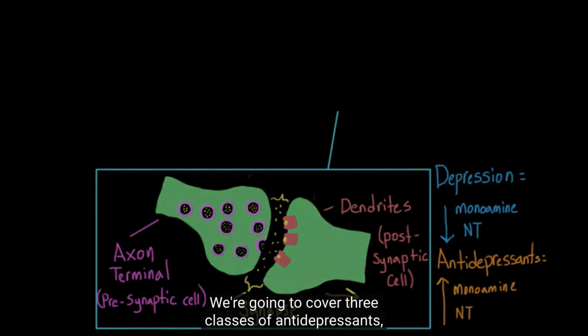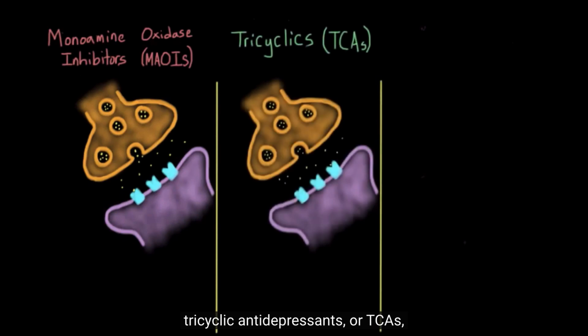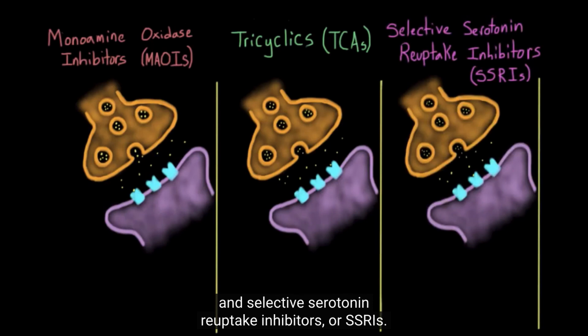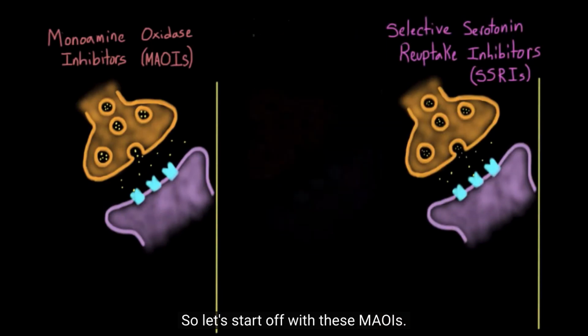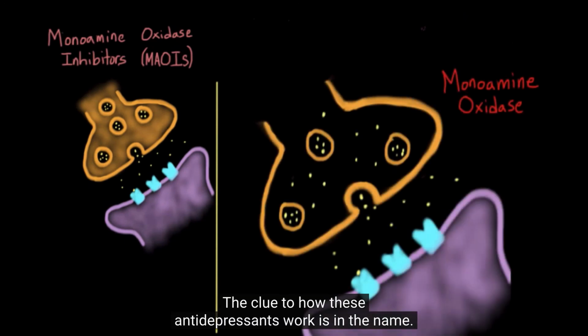So we're going to cover 3 classes of antidepressants: monoamine oxidase inhibitors, or MAOIs, tricyclic antidepressants, or TCAs, and selective serotonin reuptake inhibitors, or SSRIs. So let's start off with these MAOIs. And the clue to how these antidepressants work is in the name.